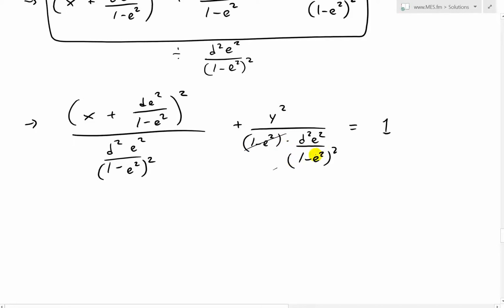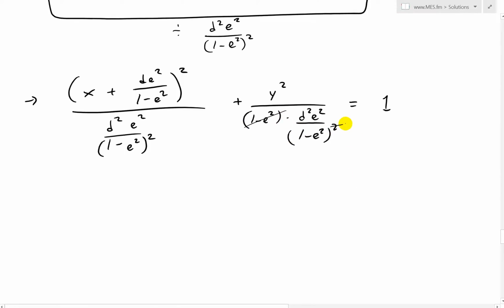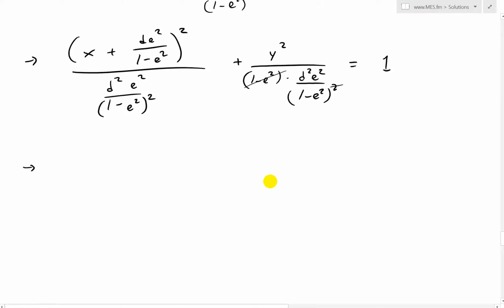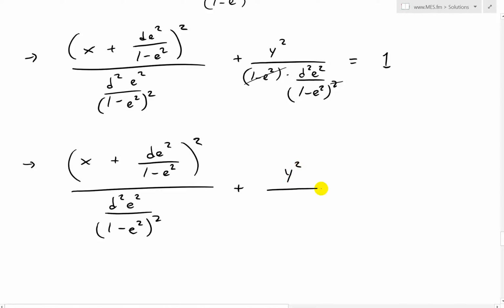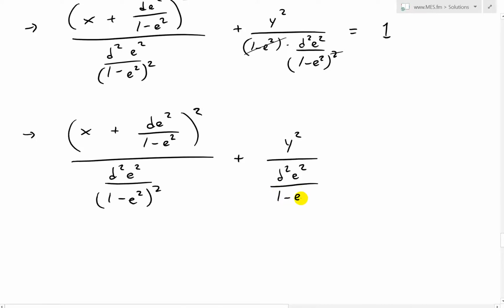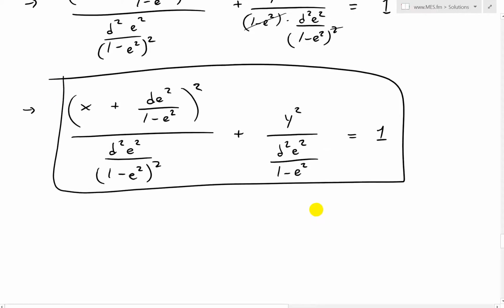This would cancel with this part there, with one of them, with a 2. So then what we end up getting is, finally, this is extremely tedious and a lot of algebra, but pretty fun nonetheless if you're following along. Let's write this down again: the quantity x plus d e squared over 1 minus e squared, all squared, over d squared e squared over 1 minus e squared, plus y squared over d squared e squared over just 1 minus e squared, like that, and this equals, well, 1. So notice how this looks like a conic section, a hyperbola or an ellipse.